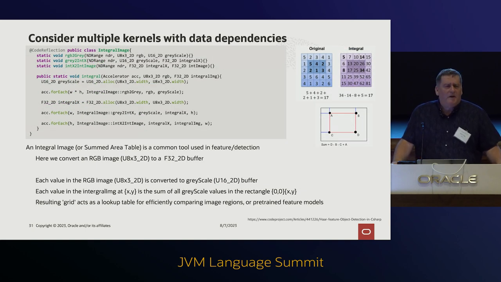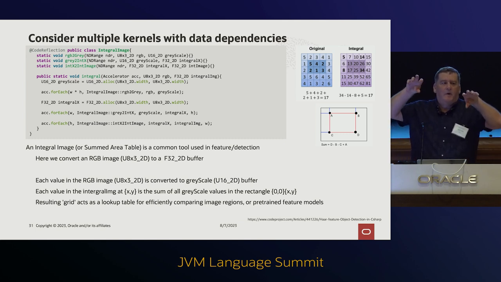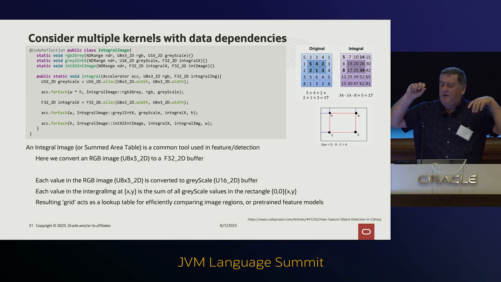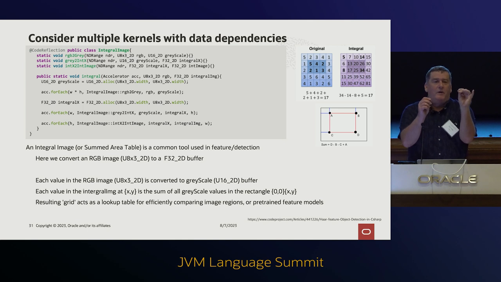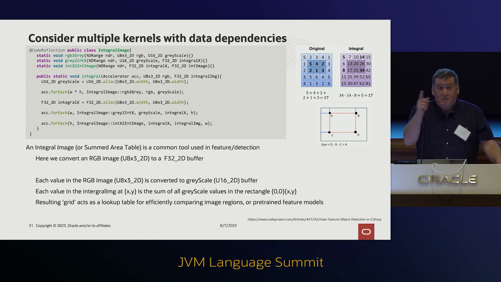So what happens when we have more complicated sequences? For example, this is an integral image. It's used quite often in image processing. It's a way of comparing areas of an image with each other as a lookup table. The trick with an integral image is that every pixel is the sum of all the pixels to the top left within the image. That allows you to determine the average of any portion of the screen by just subtracting the diagonals from each other, rather than going through each pixel, summing them up and averaging them.